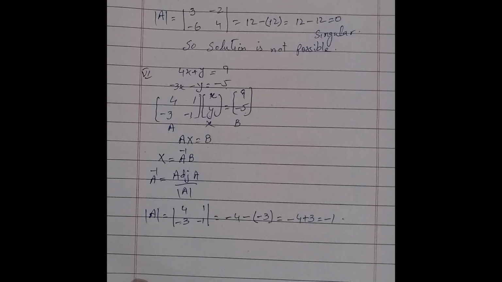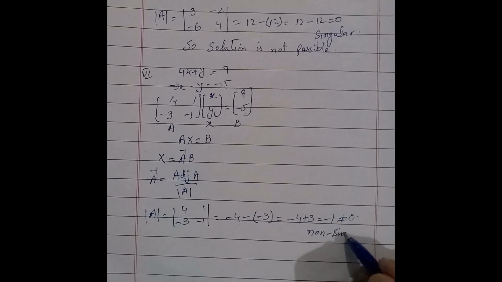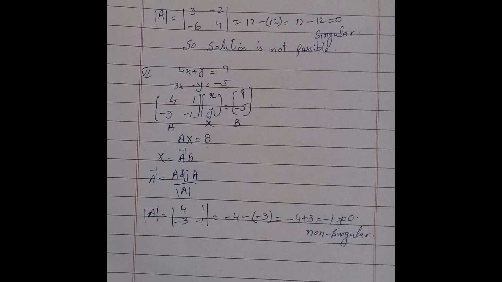We first find the determinant of A, which is the determinant of 4, 1, -3, -1. Solving it, 4 times -1 is equal to -4, and -3 multiplied by 1 is equal to -3. Simplify it: -4 minus (-3) is equal to -4 plus 3 is equal to -1, which is not equal to 0. So the matrix is non-singular, and now we can solve further to find A inverse.